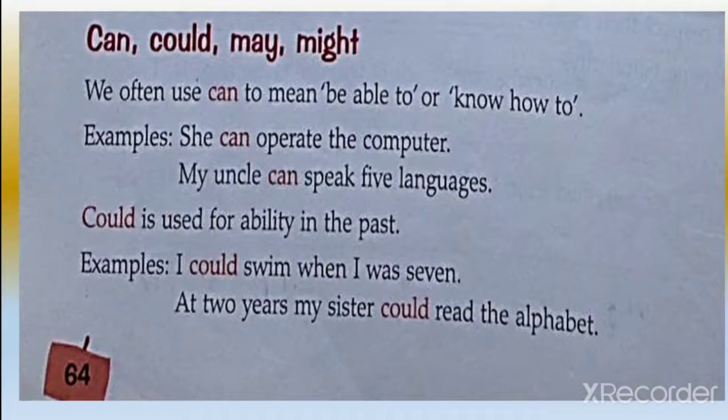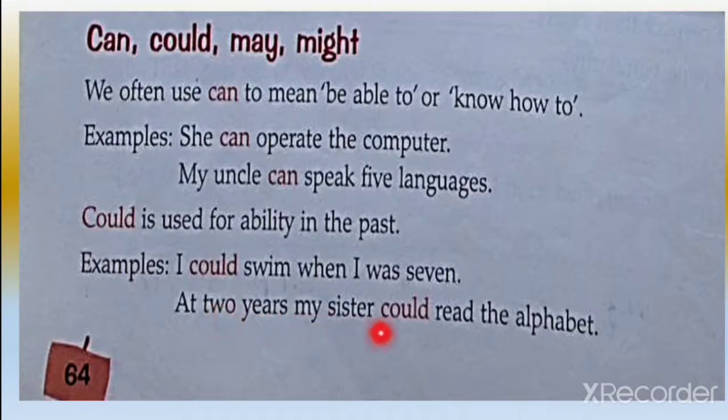In the past, what were you able to do? Not in the present. For the present, you have to use can. I can't do that. But in the past, what was your ability? For that, you have to use could. Now look here. For example, I could swim when I was 7. It means when I was 7 years old, at that time I could swim. Now, your age may be 12, 13, 14. So here when you were 7 years old, at that time you could swim.